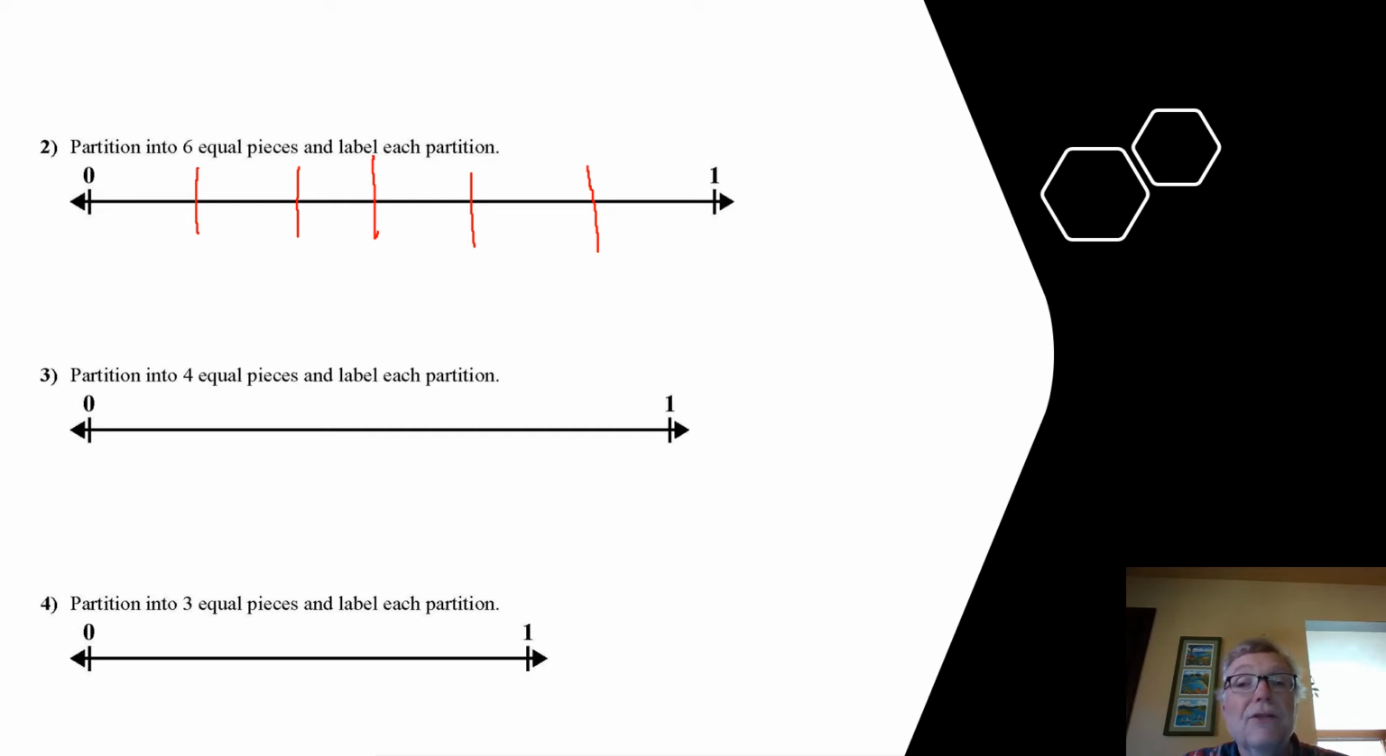Now notice I started at 0 when I do my counting. So now I'm going to label each one of these. So this would be 1. My numerator would be 1, and of course my denominator is going to be 6 because I have 6 equal partitions. Next one is going to be 2/6. Next one is going to be 3/6.